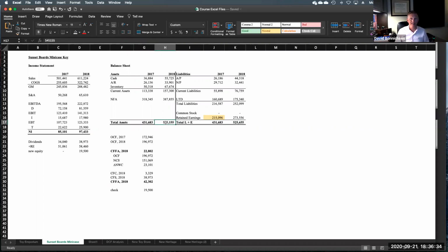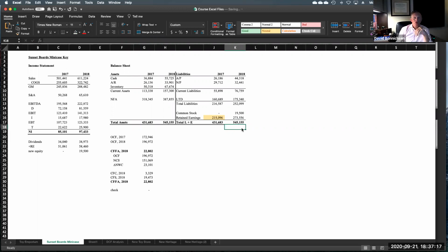The assets of 2018 do not equal the total liabilities and equity for 2018. Well, what's the difference on that? And lo and behold, the difference is $19,500, which is exactly the new equity that was issued into the market from Sunset Boards. So common stock goes from 0 in 2017 to 19,500 because that's new equity, and bingo, bango, bongo, we're balanced.